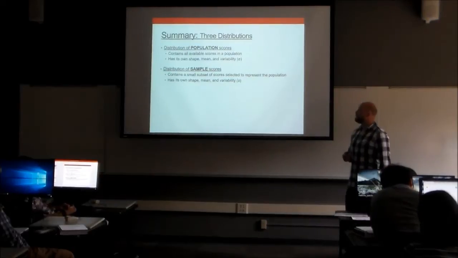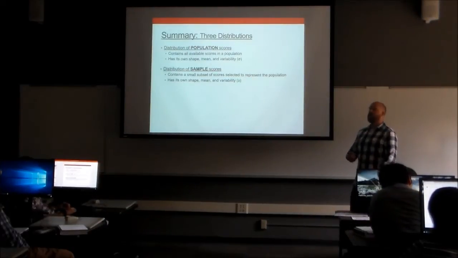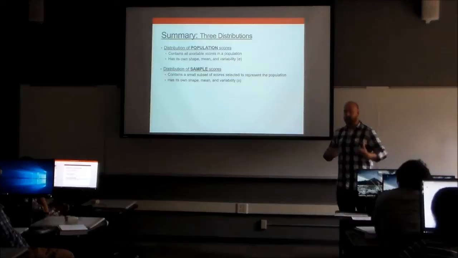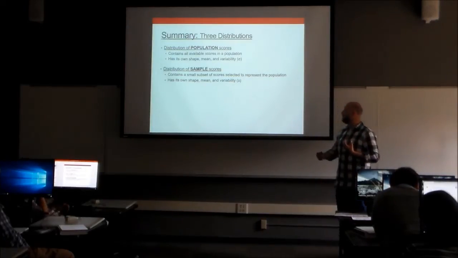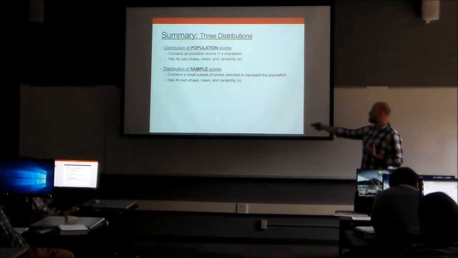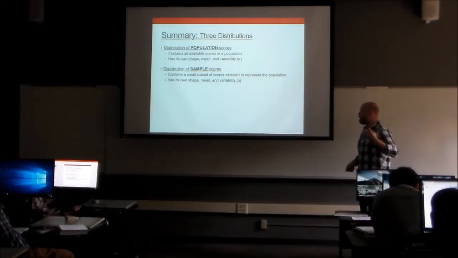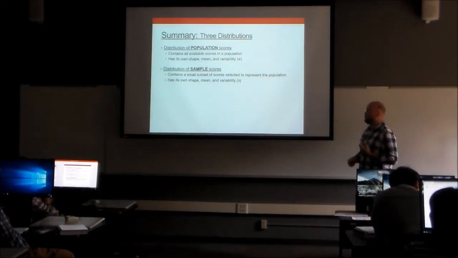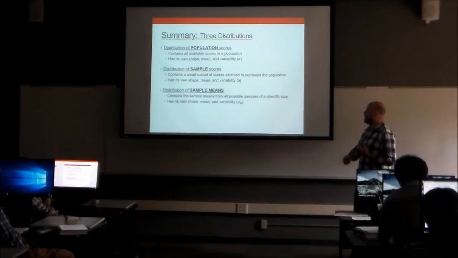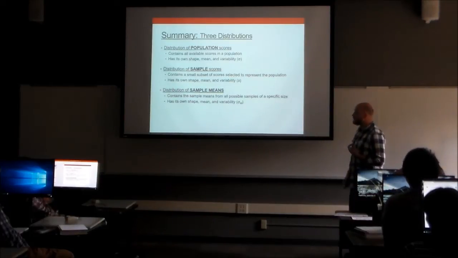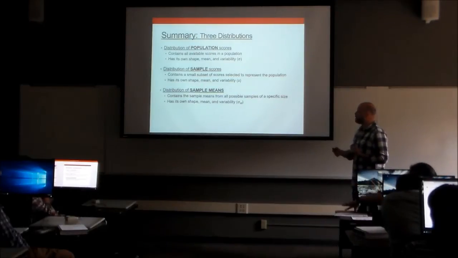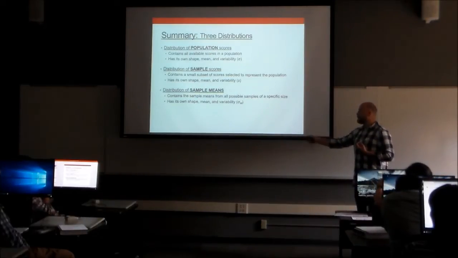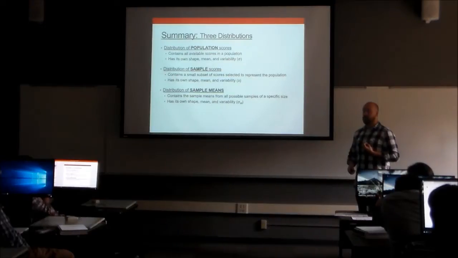We also have looked at a distribution of sample scores, right? We can't measure everybody, so we grab a sample of people, and our hope is that we can infer something about the population based on this sample. Distribution of our sample scores, a subset of scores selected to represent the population, has its own mean, shape, and variability. Then we have our distribution of sample means, right? The distribution of sample means is made up of the sample means from all possible samples of a given size. This also has its own shape, mean, and variability.